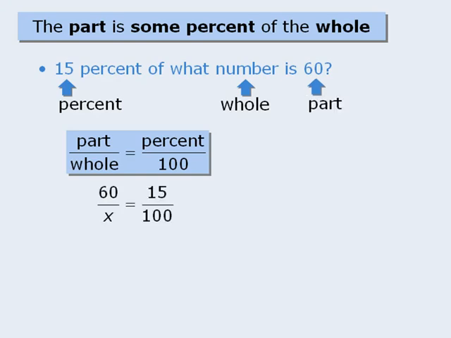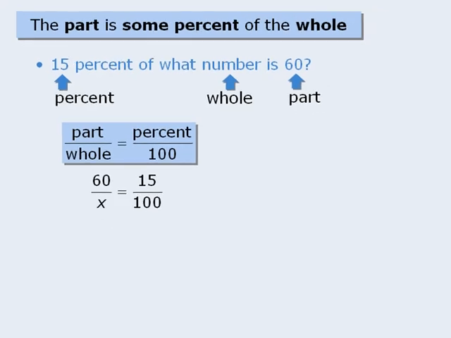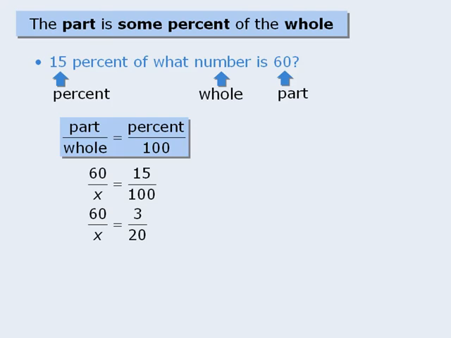When we plug these values into the formula, we get the following. Notice that since we don't know the value of the whole, we are letting x represent the whole. To solve this equation for x, let's first simplify the fraction on the right-hand side by dividing top and bottom by 5 to get 3 over 20.